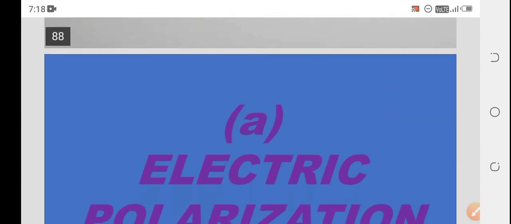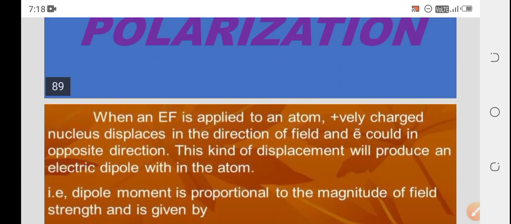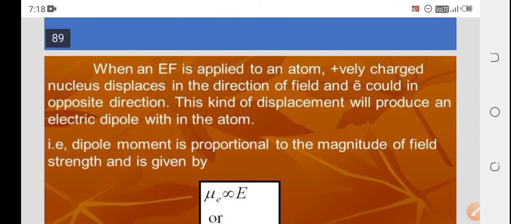Let's see what they are. Electronic polarization. When an electric field is applied to an atom, the positively charged nucleus is displaced in the direction of the field, and the electron cloud, the negative charges, in the opposite direction. Positive charges move in the same direction as the applied electric field, and negative charges move in the opposite direction to the applied field.